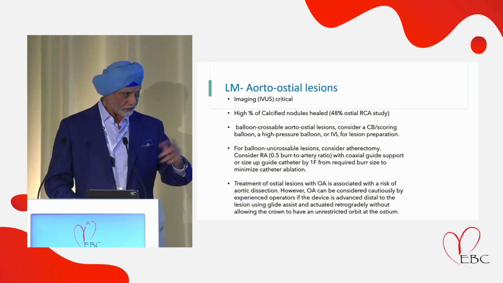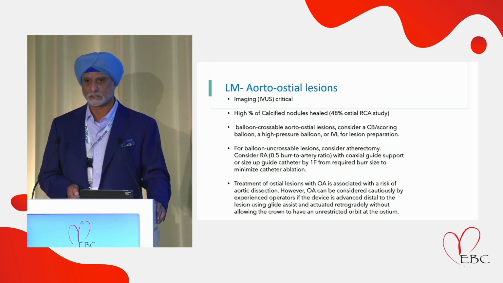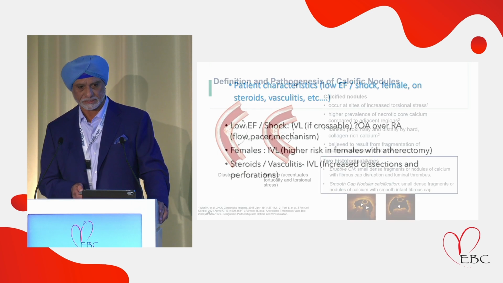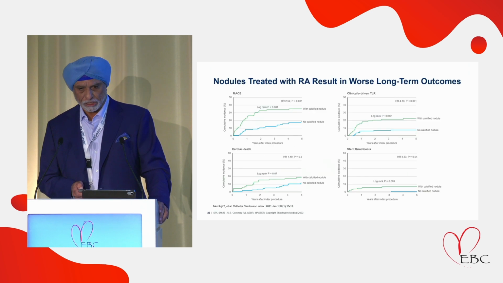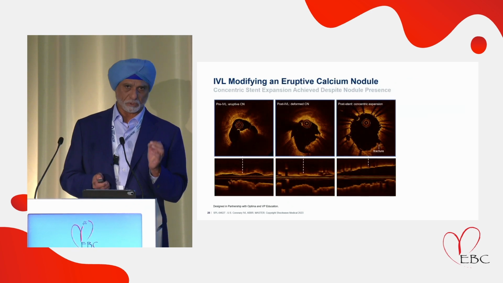Because if you start doing it and the nose cone doesn't engage the thing, you can dissect the cusp, and people have dissected the cusp and caused severe AI, so you have to be very careful. So I'm going to jump over all these things here. I'm not going to talk about nodules. The only thing I will say about nodules is that rotational atherectomy is very poor in nodules.